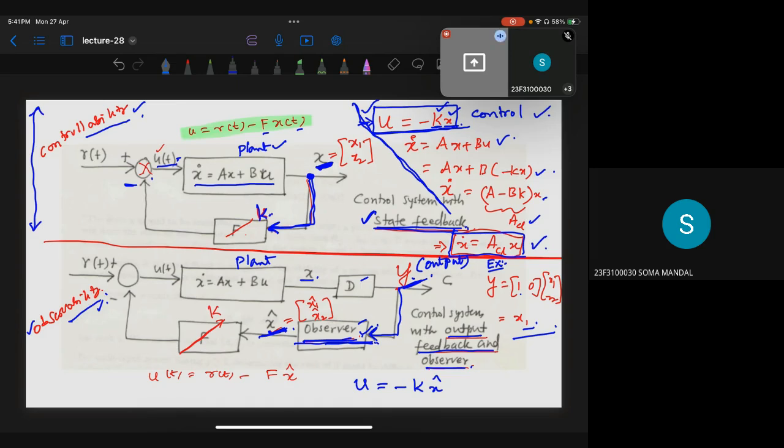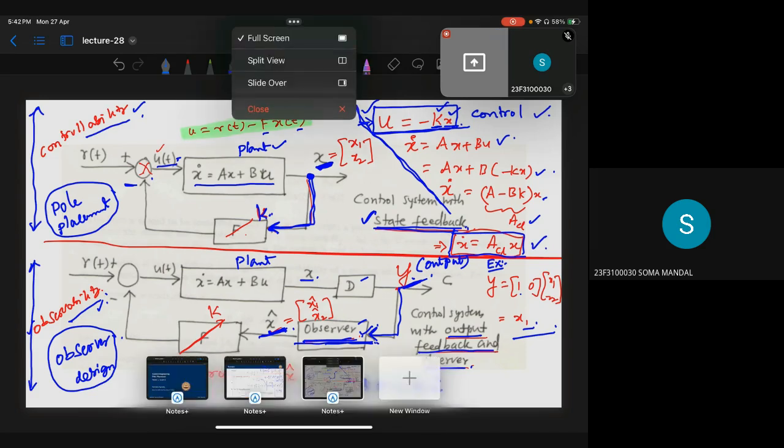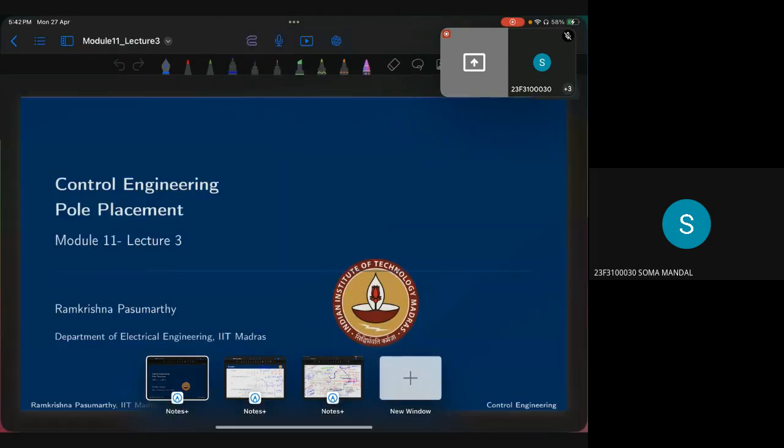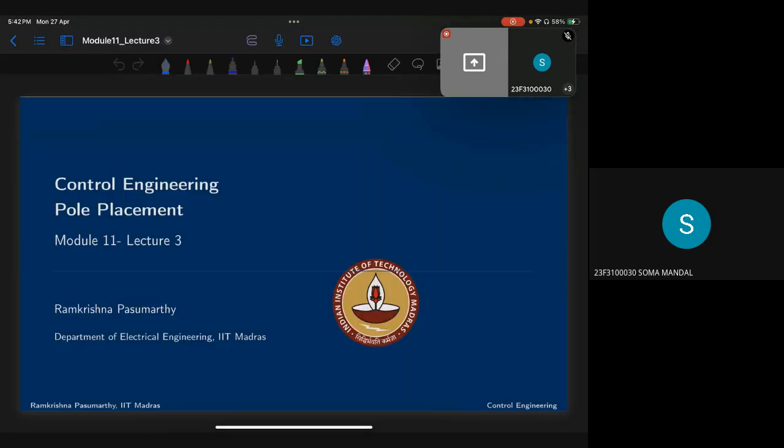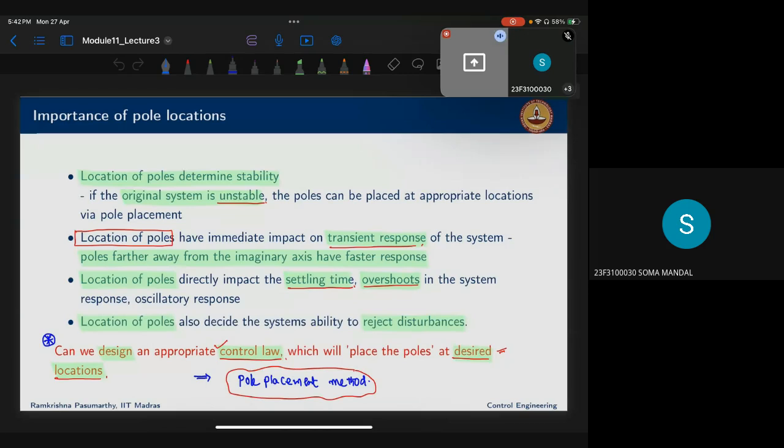The next topic is this one, observer design. So we call this the pole placement technique. This is called the observer design. Once you see these techniques, you'll understand these two images much better. Let me show you that. Okay, so let us start here.